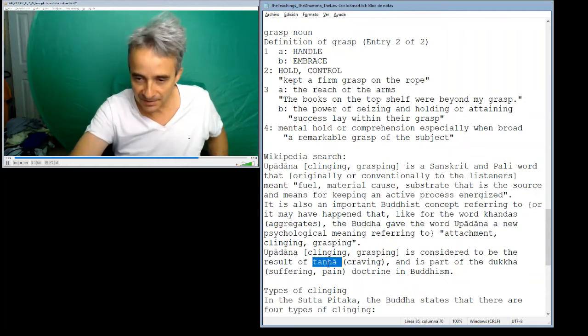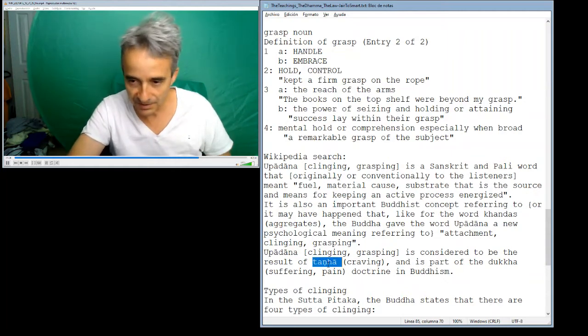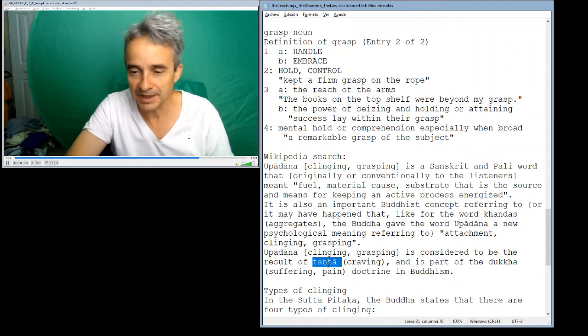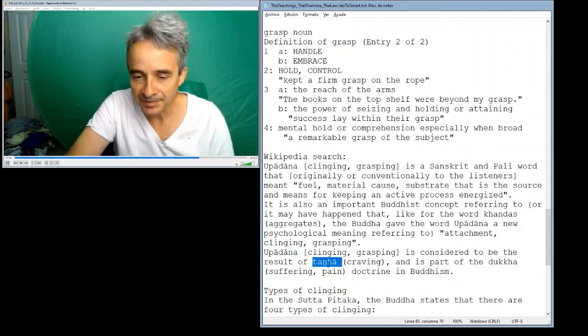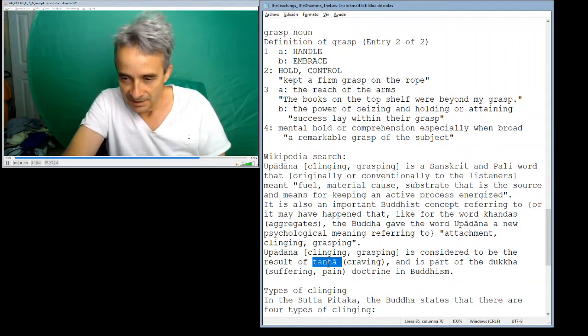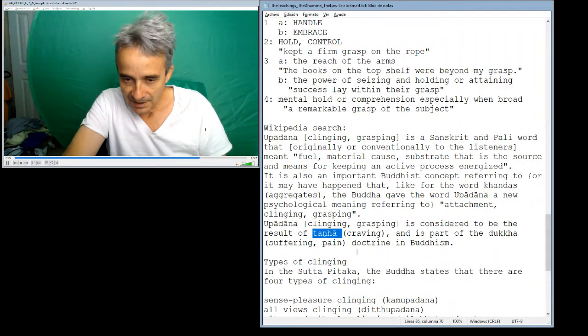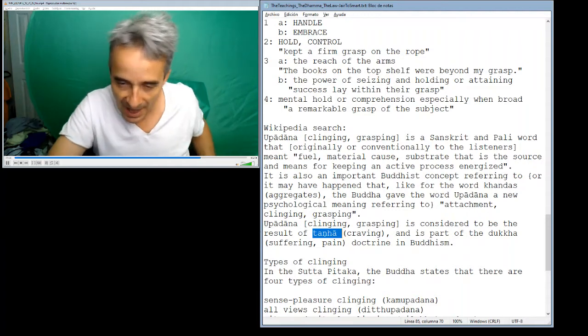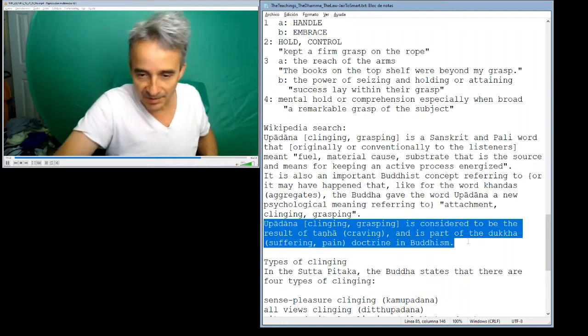Referring to attachment, clinging, grasping. So it is considered to be the result of tanha, craving. And it's part of the dukkha, suffering, pain doctrine in Buddhism.